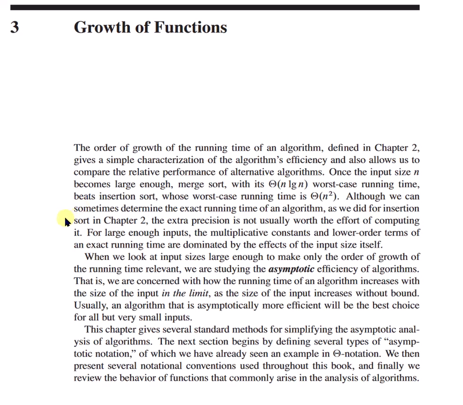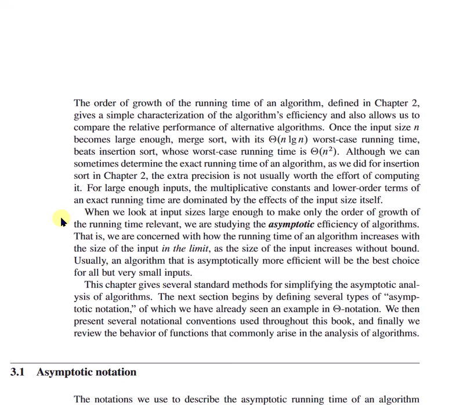Although we can sometimes determine the exact running time of an algorithm, as we did for insertion sort, the extra precision is not usually worth the effort of computing it. For large enough inputs, the multiplicative constants and the lower order terms of an exact running time are dominated by the effects of the input size itself. When we look at input sizes large enough to make only the order of growth of running time relevant, we are studying the asymptotic efficiency of algorithms.